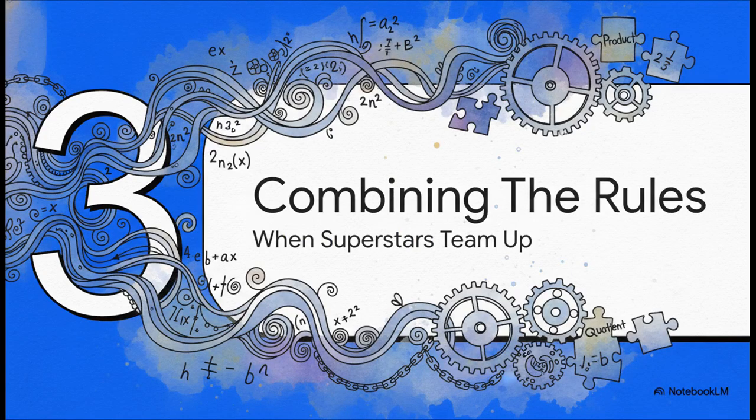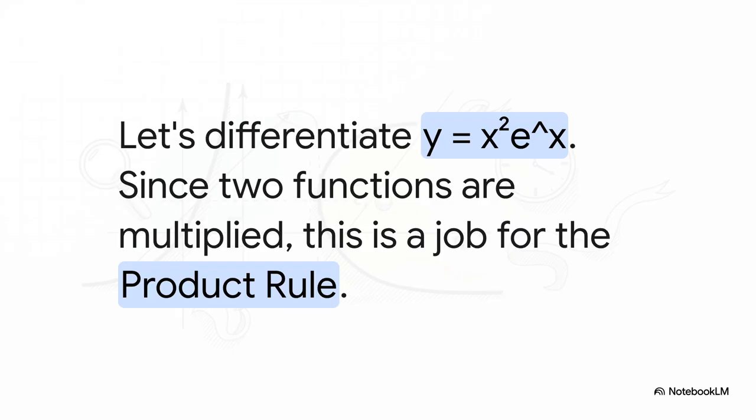Now, of course, these superstars don't just exist on their own. The real power and the kind of problems you're going to see comes when we combine their new derivative rules with the ones you already know, like the product and quotient rules. Let's see how they team up. Let's start with a classic. We need to find the derivative of y equals x squared times e to the x. As soon as you see two functions of x multiplied together like that, alarm bells should be going off in your head. This is a job for the product rule.